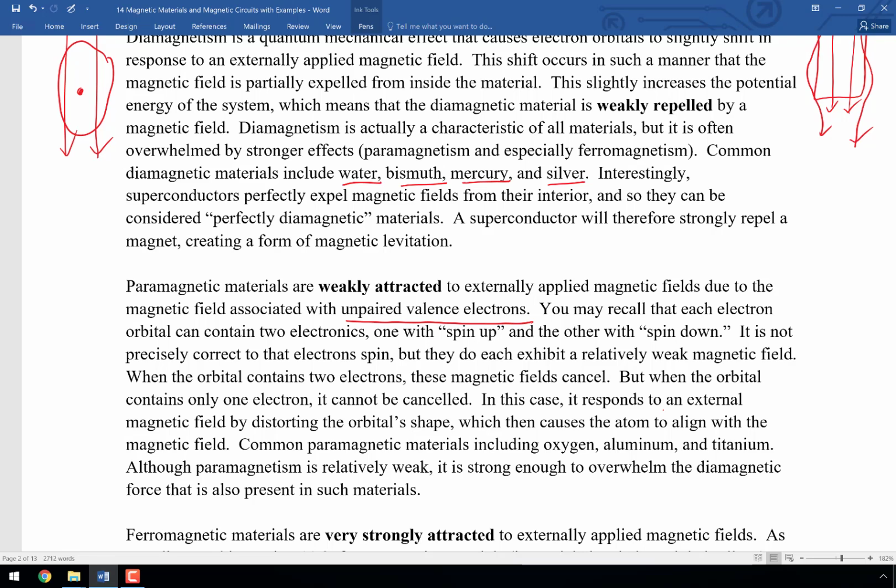But if the orbital only contains one electron, there's nothing there to cancel it. And in that case, then it would respond to an external field by distorting the orbital shape even more strongly, but in the opposite direction. And that causes the atom to align with the magnetic field. And common paramagnetic materials include oxygen, aluminum, and titanium. These are weakly attracted to magnets. And so if you had a piece of aluminum, you might think of the aluminum as being unmagnetized, or as it would not respond to a magnetic field. But if you had a strong enough magnetic field, you'd be able to detect that there is a weak attraction to the aluminum.